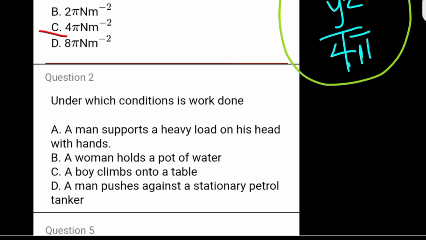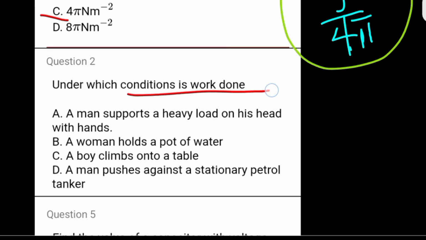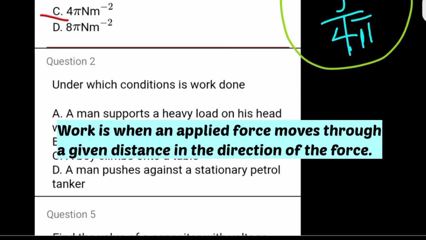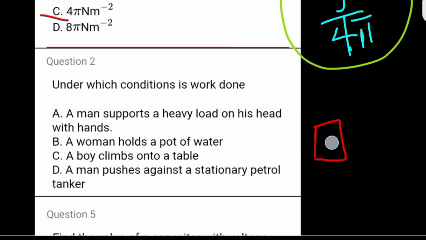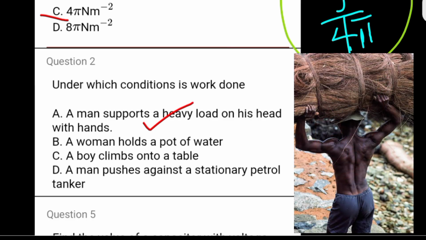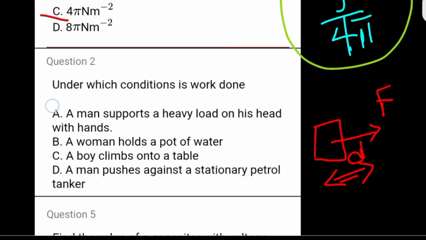So question 2. Under what condition is work done? Now, what is work? Work is when an applied force moves through a given distance in the direction of the force. So there must be a load which is moving in the direction of the force. Okay, so there must be a displacement. That means a certain distance must be covered for you to have work done. So the first option is a man supports a heavy load on his head with his hands. So the man is just standing. He's just carrying the load on his head. It's not as if he's moving. He's not going through any displacement. So this one cannot be the answer.